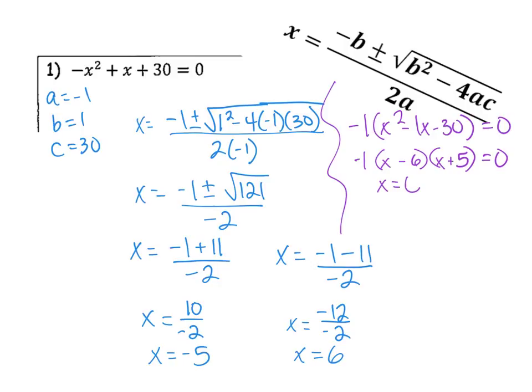Because remember, this one actually ended up being factorable. You write your two answers, x equals negative 5 and x equals 6. And this is an alternative. So sometimes you will get whole number answers. Sometimes you will get square root answers. I do not want you to get on your calculator and to worry about the decimal answers, okay?